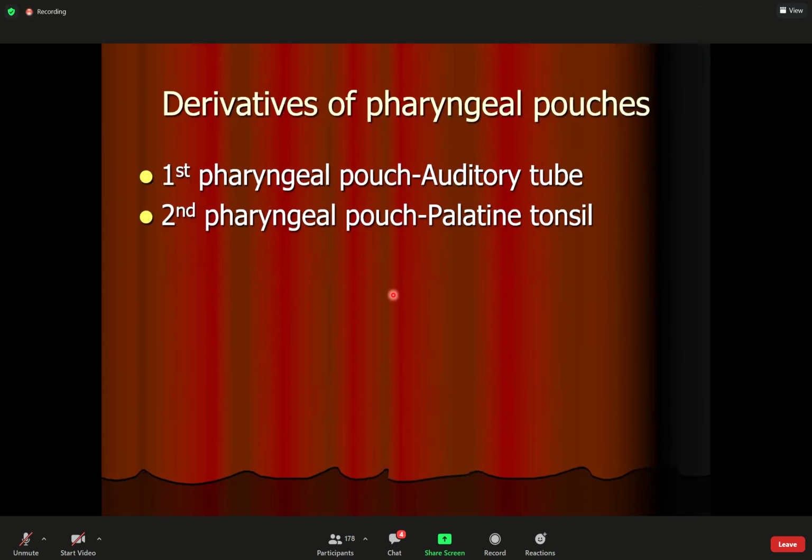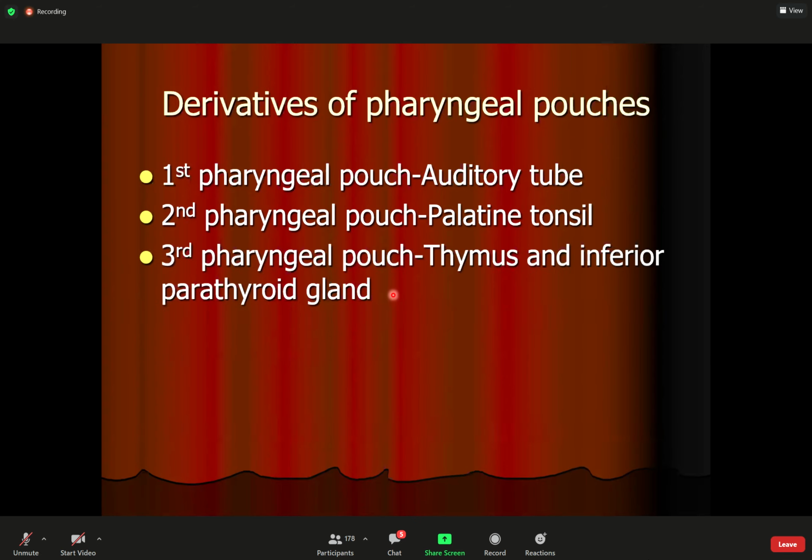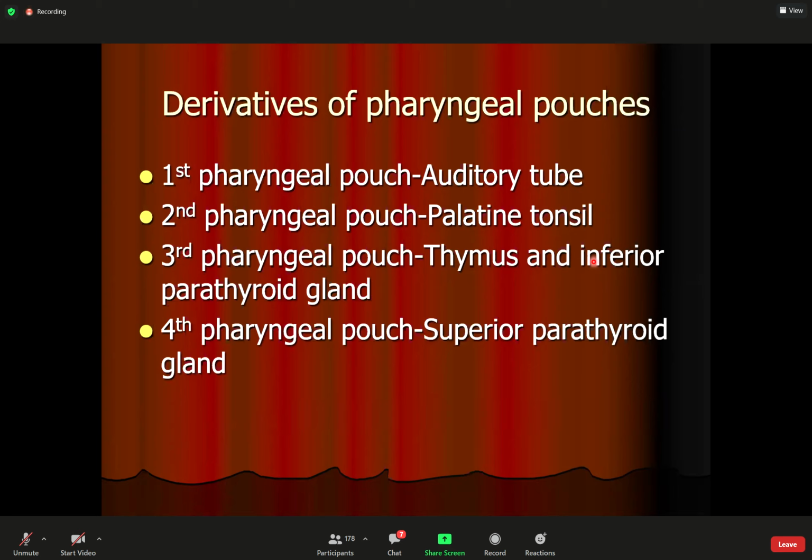Second one, please remember, palatine tonsil. Third one, thymus and the inferior parathyroid gland. These are the pouches I'm talking about, the derivatives. Thymus, and look at it, not superior. The inferior comes first. But when they go down, the parathyroid gland is behind the thyroid gland, as you probably know, then it takes the position inferiorly. But it comes from the third pharyngeal pouch, because the fourth pharyngeal pouch has the superior parathyroid gland.